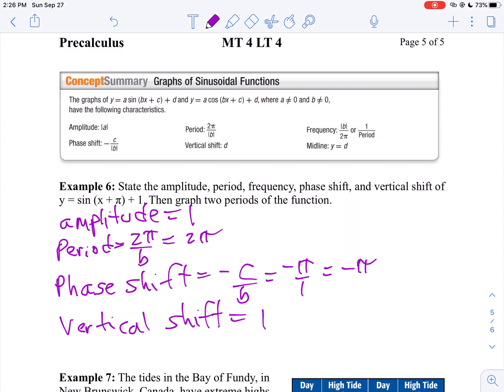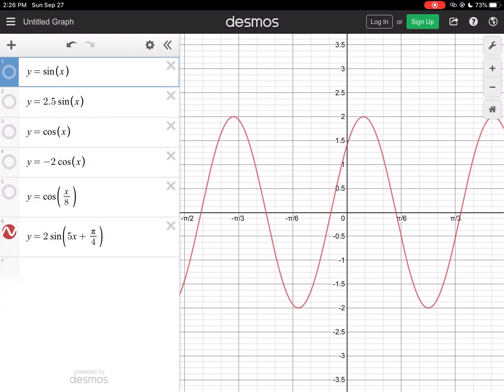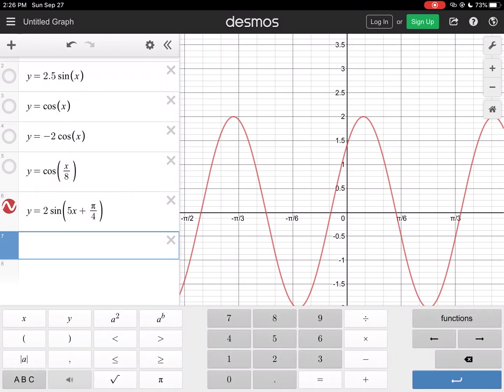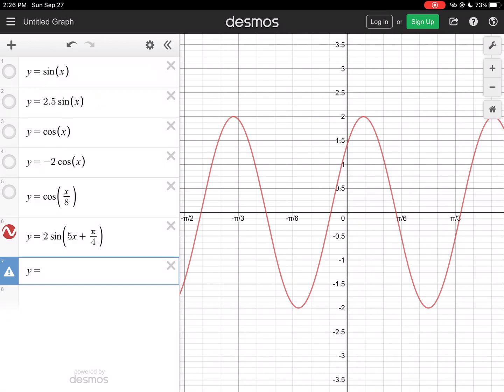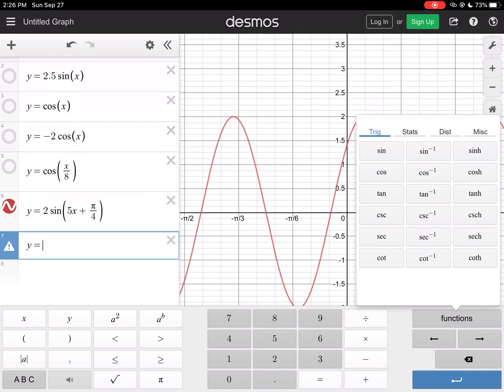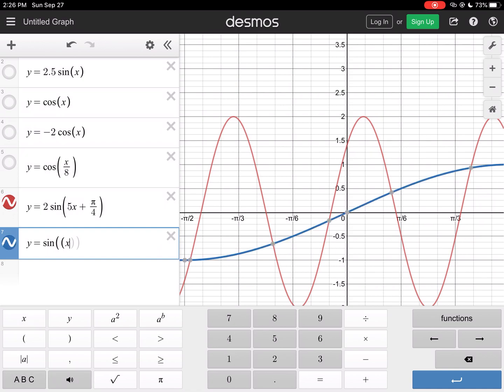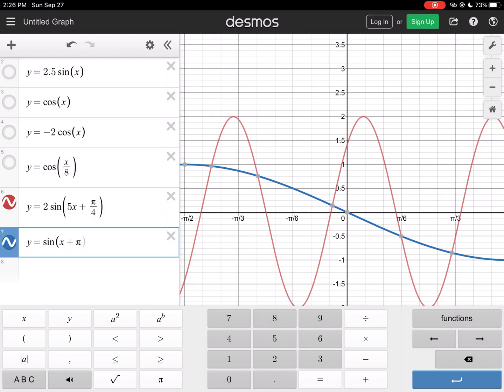Now, let's do this on our graph. So I'm going to graph y equals, we're going to say sine. Let me get rid of the other one too. I don't like that one. Well, I'm going to have to type this one in first. So y equals sine of parentheses x, I got 2 parentheses there, sorry about that, x plus pi, and then we are going to add 1 onto that answer.